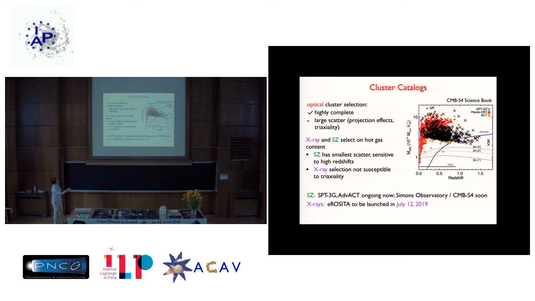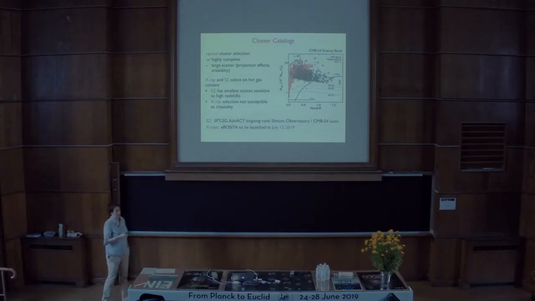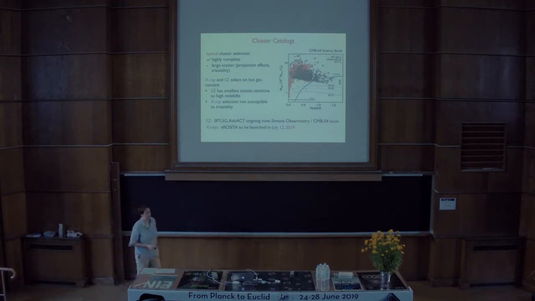So here are projections. These are current cluster counts from SPT-SZ, from Planck and ACT, but here are projections for CMB Stage 4. You'll see that it's essentially mass limited out to high redshifts. Here's also the curve for eROSITA, launching, well, unfortunately not last Friday, but in July. eROSITA will mainly find clusters at lower redshifts, but the nice thing about the X-ray selection is that it's not susceptible to triaxiality.